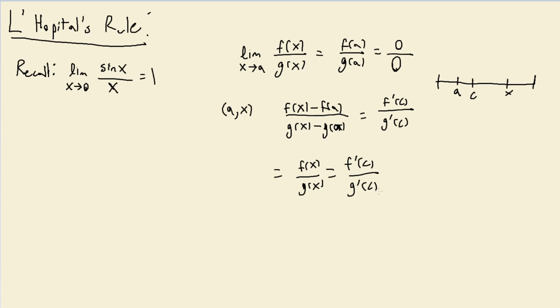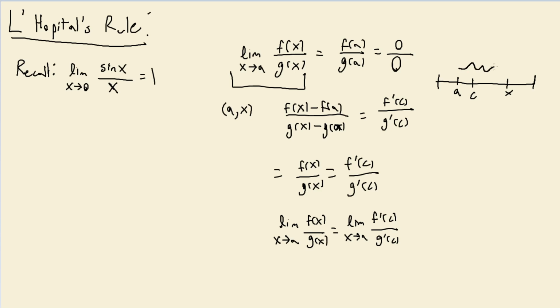And now what I want us to consider is what's going to happen when we take the limit as x approaches a, as we tried to do up here. Well, when we take the limit of both of these expressions, the limit as x approaches a, we're going to get the limit of f of x over g of x on one side, and on this side we'll get the limit as x approaches a of f prime of c over g prime of c. Now consider that c is always going to be in between these values x and a.